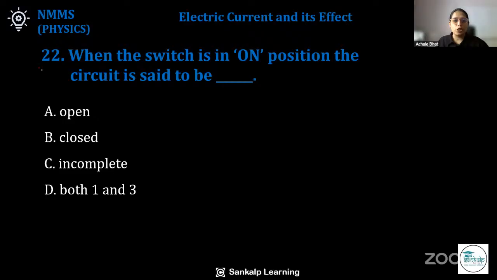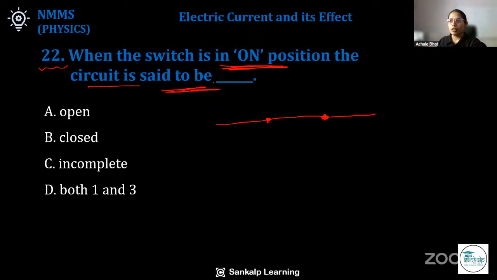Let us see question number 22 of NMMS Physics chapter Electric Current and its Effect. When the switch is in on position, the circuit is said to be, okay, switch on means this is one wire and this is one wire. Yes, this is switch on position, right? Switch is in on position, the circuit is said to be.